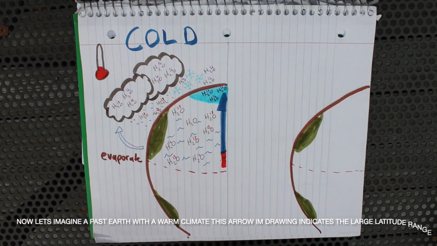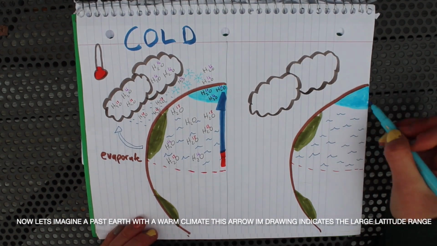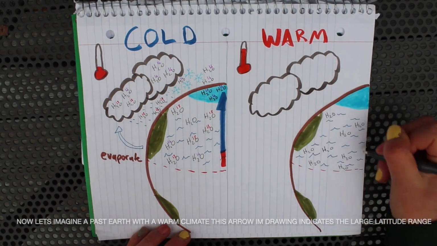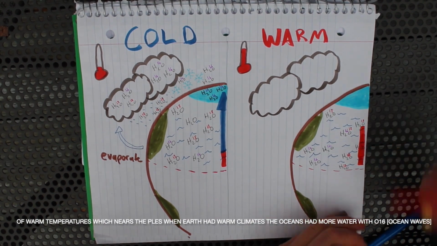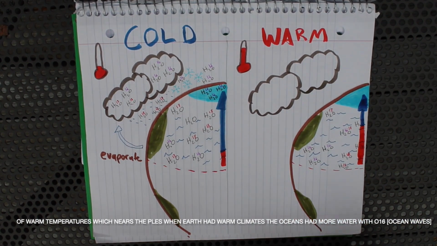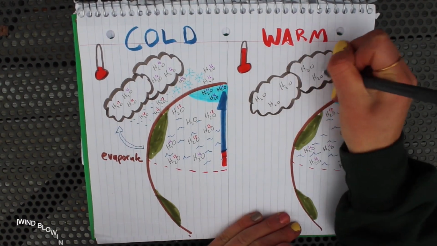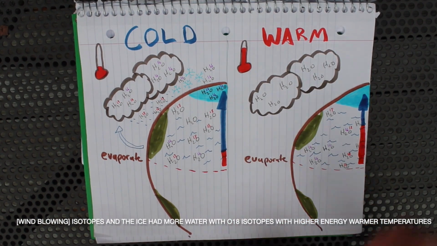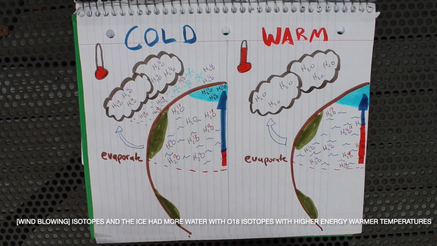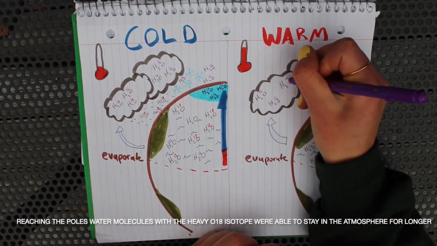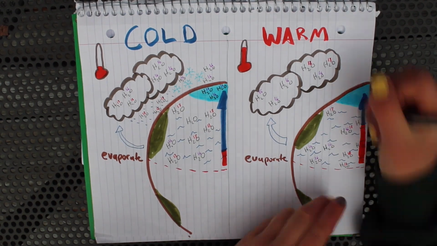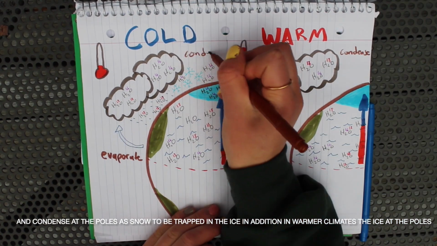Now let's imagine a past Earth with a warm climate. This arrow I'm drawing indicates the large latitude range of warm temperatures, which nears the poles in a warm Earth. When Earth had warm climates, the oceans had more water with O16 isotopes, and the ice had more water with O18 isotopes. With higher energy, warmer temperatures reaching the poles, water molecules with a heavy O18 isotope were able to stay in the atmosphere for longer and condense at the poles as snow to be trapped in the ice.